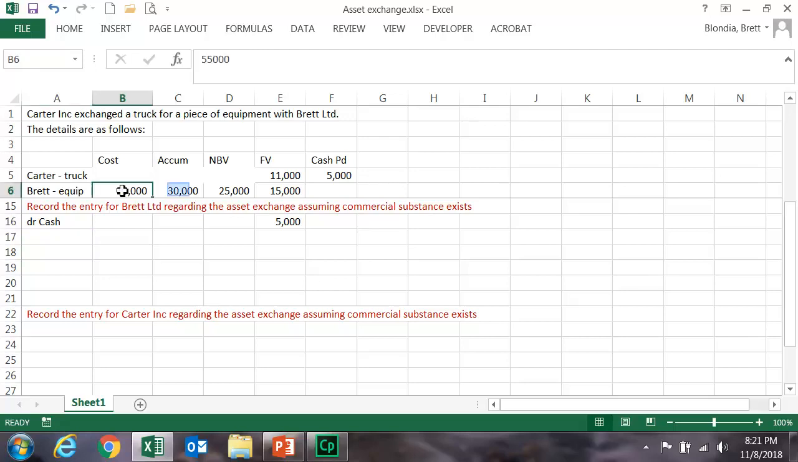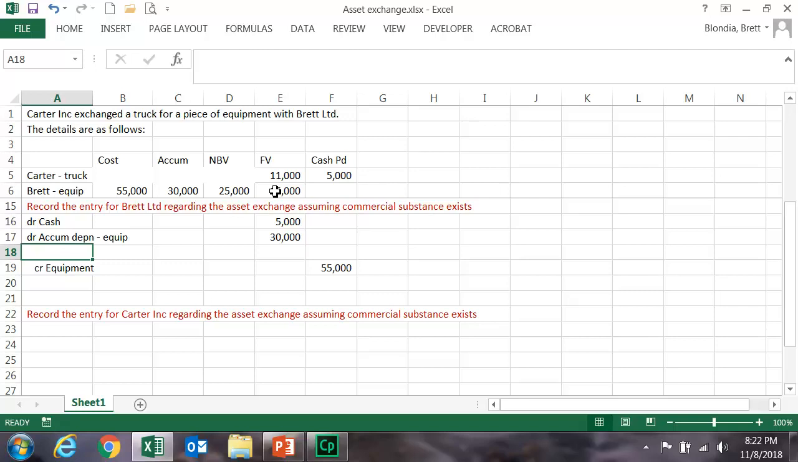So for Brett Limited, they have a cost on their books of $55,000 and accumulated depreciation of $30,000. Those are two separate accounts on your balance sheet. You need to clear them both out, right? Now, the equipment itself is normally a debit balance, so to clear that out, I'm going to have to credit the equipment, because I'm exchanging this and I no longer own it. So I have to credit the equipment for the original cost, which is $55,000, and I want to get rid of the accumulated depreciation on that equipment. Currently there's an accumulated depreciation of $30,000.